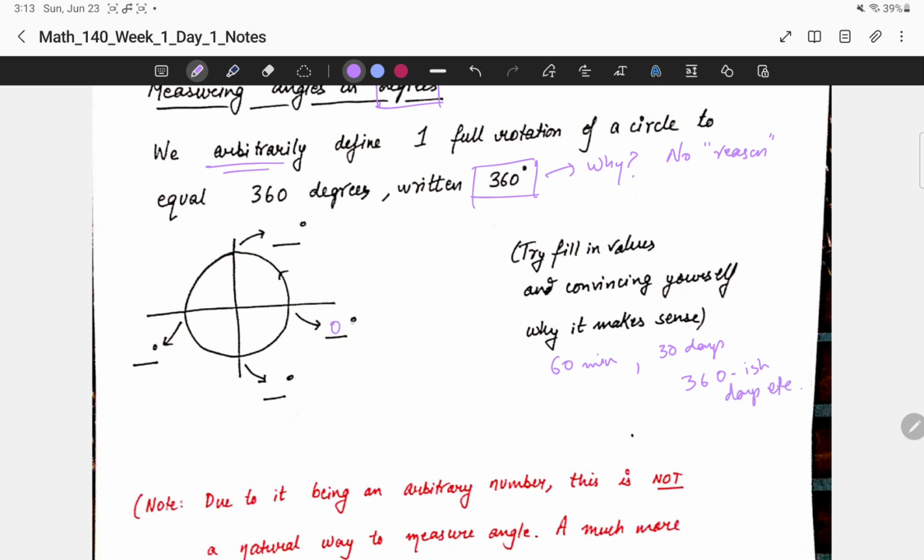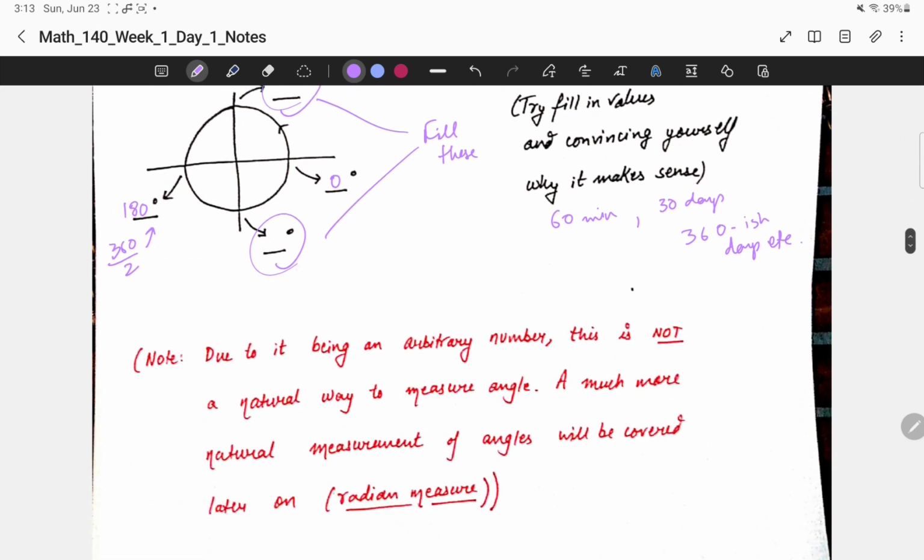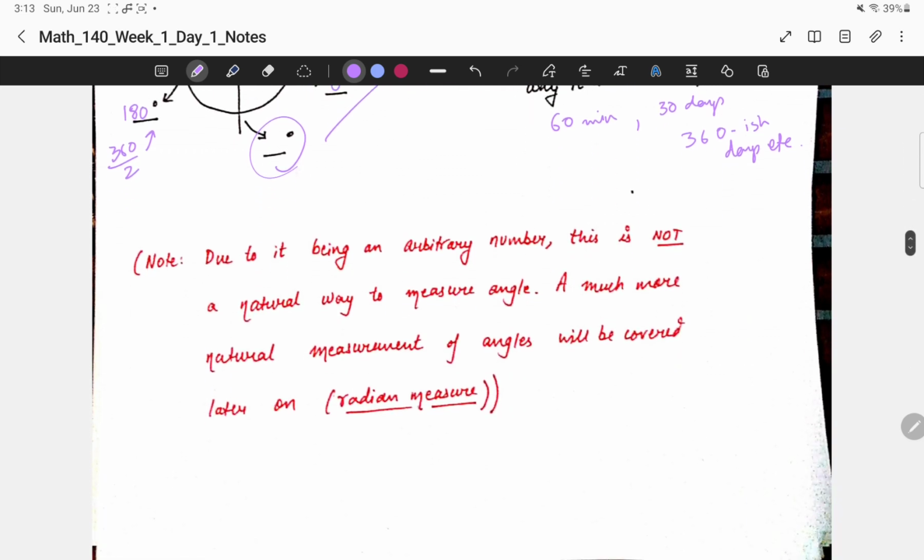Now right here, that would be half the circle. Now if a full circle is 360, half would be half of 360, which is 180. Now using the same reasoning, try and fill these out and convince yourself that those values make sense. Okay. Again, this is an arbitrary measure, right? Later on, we are going to learn another way of measuring angles, which is not arbitrary, it's more mathematical.